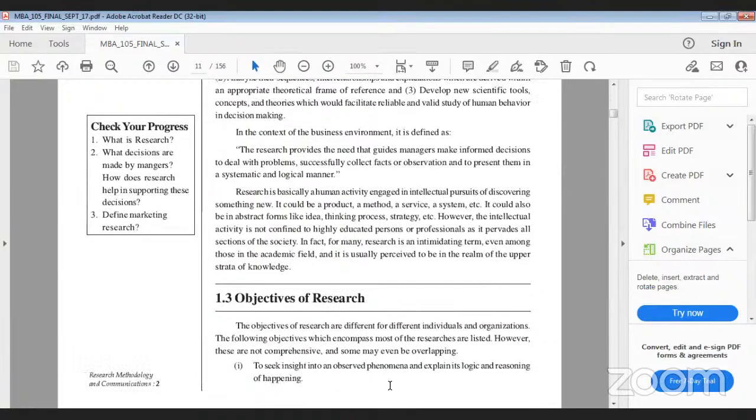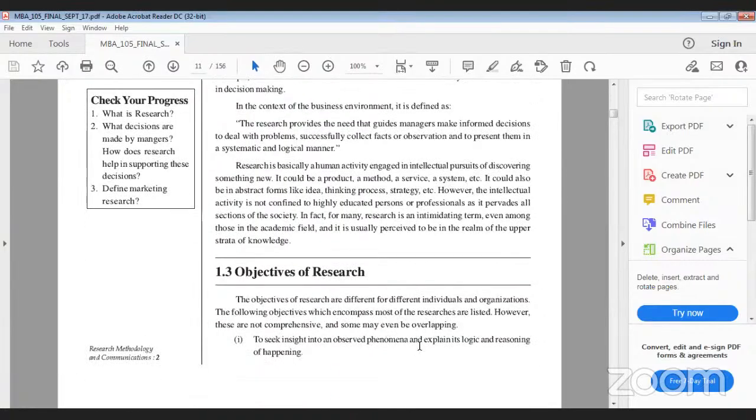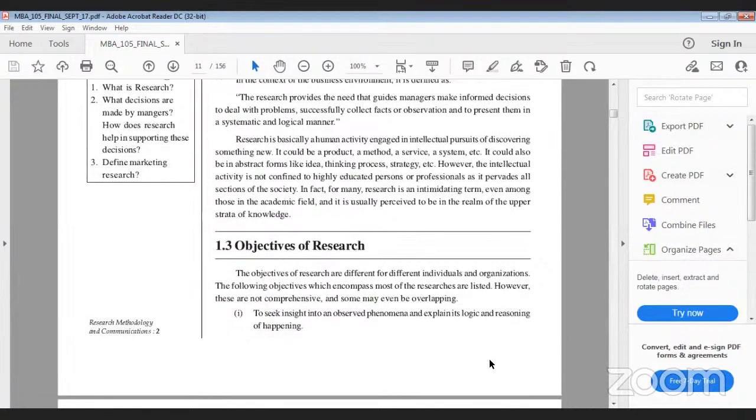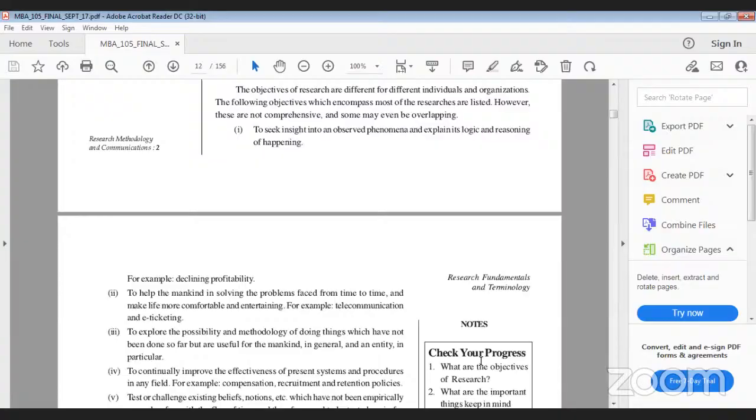Objectives of research. The first objective of research is to seek insight into an observed phenomenon and explain its logic and reasoning of why it happens. Second, to help mankind solve the problems faced from time to time and make life more comfortable, for example, telecommunications and e-ticketing.